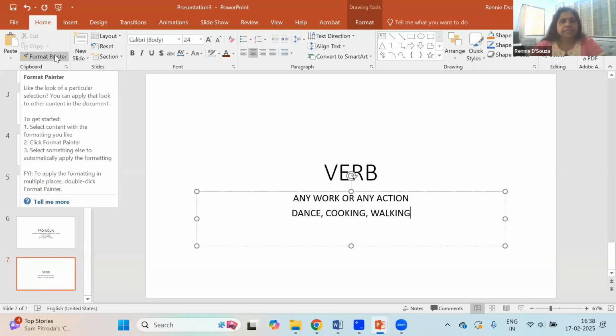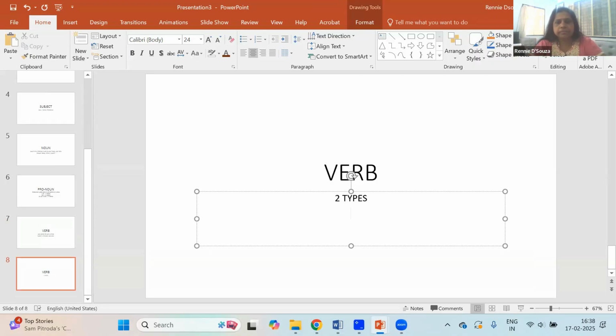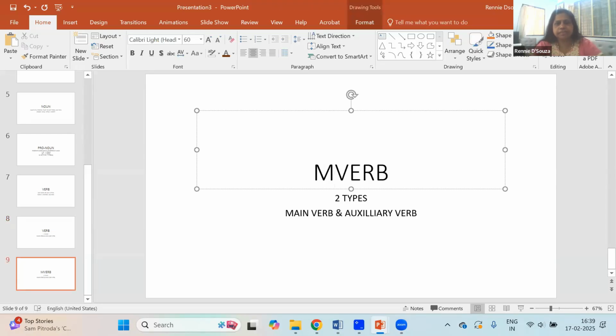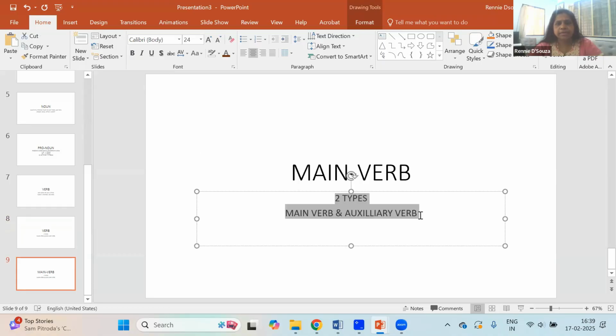Basically there are two types of verbs: the main verb, and the second one is the auxiliary verb. Now let us see what is main verb. Main verb is nothing but the verb or the work which is visible, right? We can see the verb, we can see the work, that is main verb.